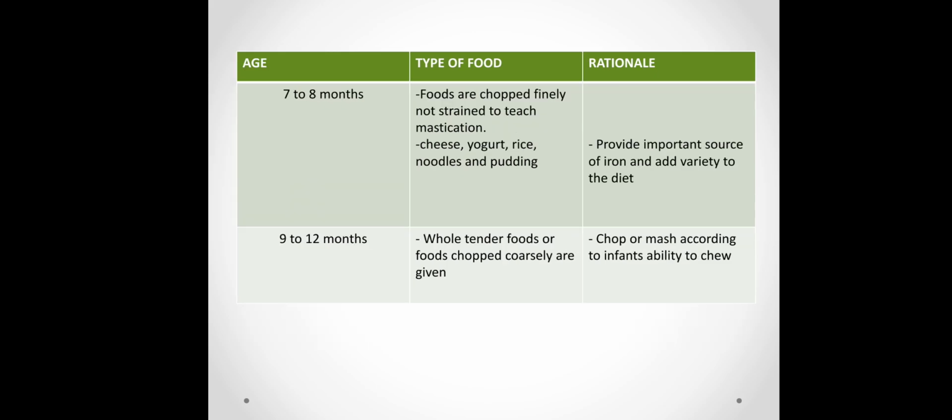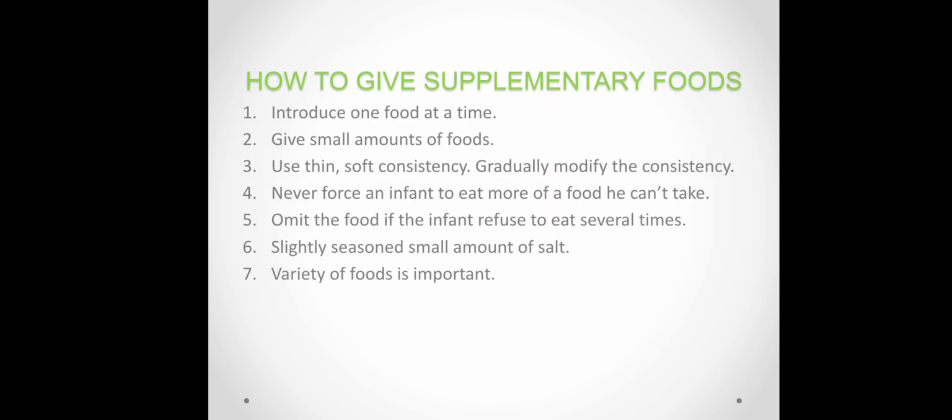For 7 to 8 months, foods are chopped finely and not strained to teach mastication. We can give cheese, yogurt, rice, noodles, and pudding. So it provides important source of iron and adds variety to the diet. For 9 to 12 months, whole tender foods and foods chopped coarsely may also be given. So, pwedeng pag medyo malalaki na yung chop niya, pwede nang ibigay. So, chopped or mashed according to infant's ability to chew. So, pwede siyang gawing chopped or mashed pag hindi kaya nung bata mag-chew ng food.